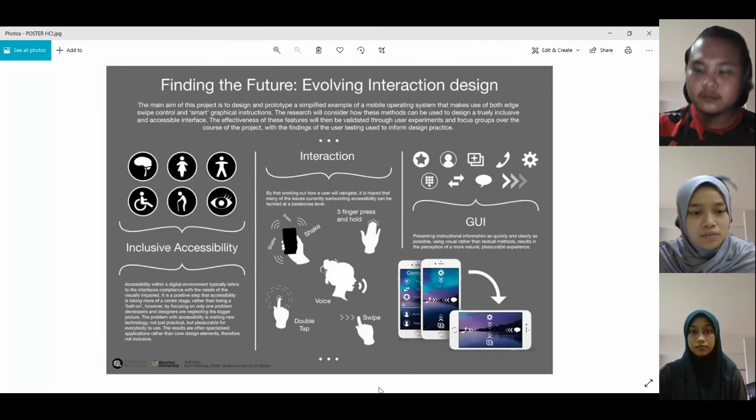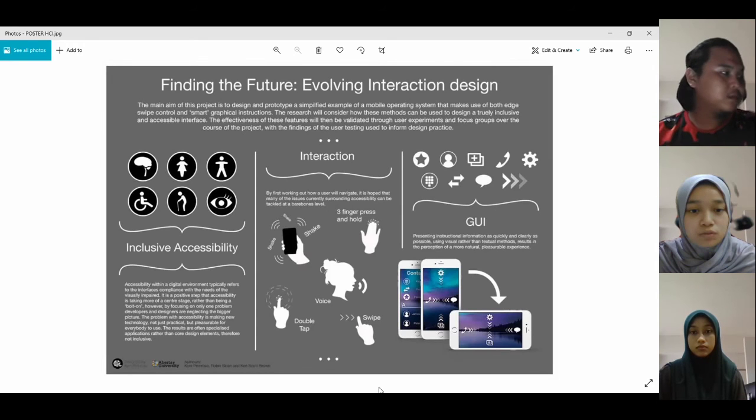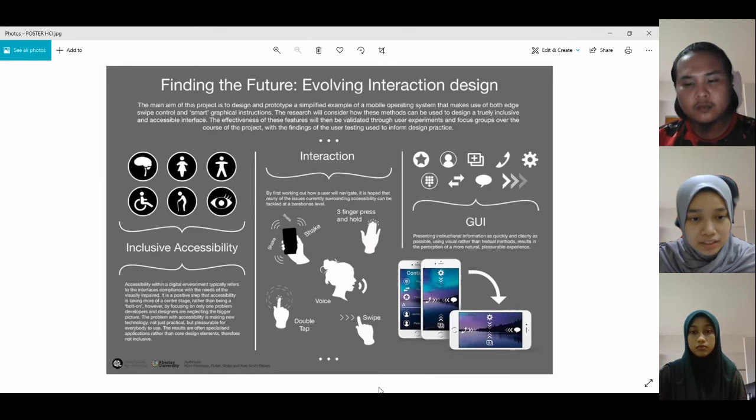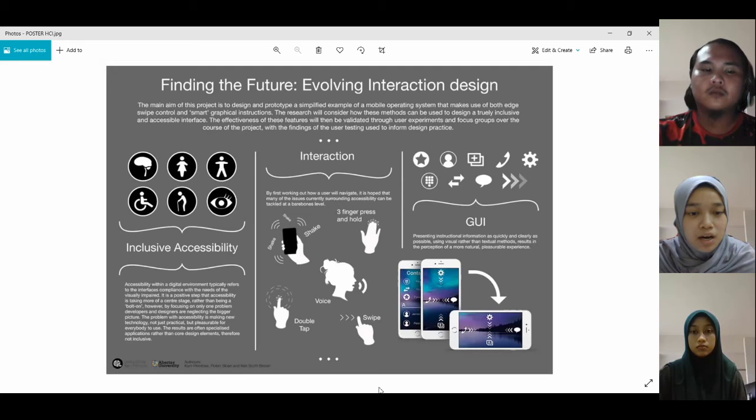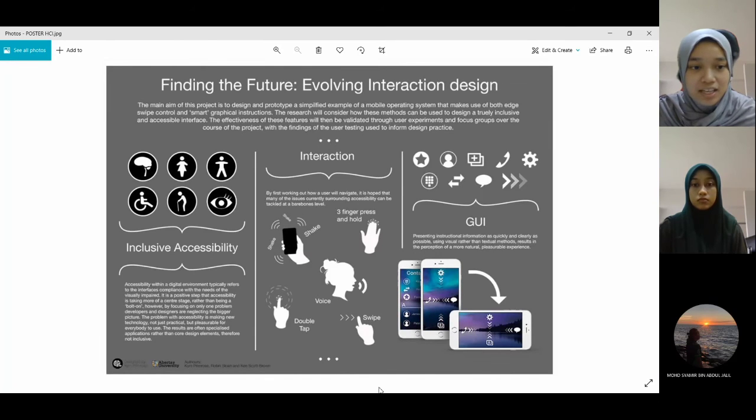Then, this infographic is quite hard to read, but it is easy to remember. It is divided into four sections with descriptive headers. The upper side is about the title. The left side is about inclusive accessibility. The middle is about interaction and the right side is about graphical user interface. The infographic breaks into sections, and each section concentrates on a specific message, so the viewer can understand the message in just a few seconds.